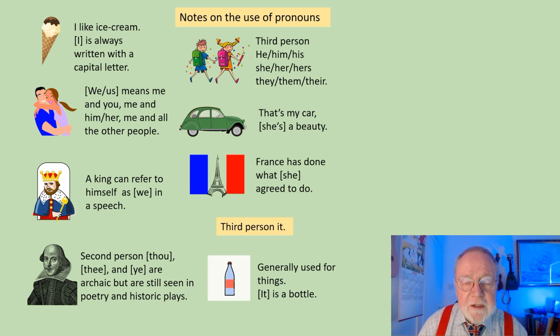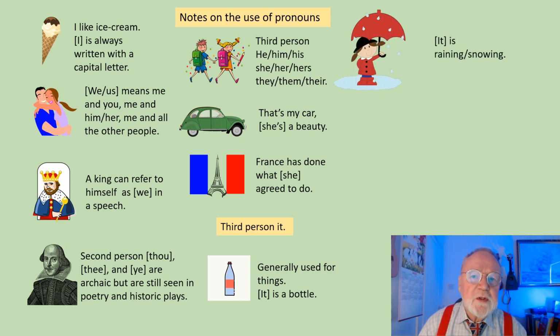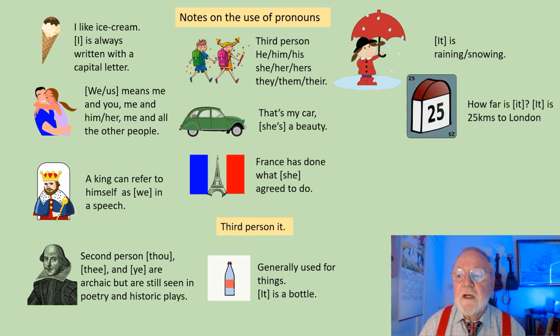The third person it is interesting. It's generally used for things, of course. It is a bottle. But it's also used to introduce scientific phrases and a number of other phrases which we'll look at more closely in a moment. It is raining or snowing. How far is it? It is 25 kilometres to London.